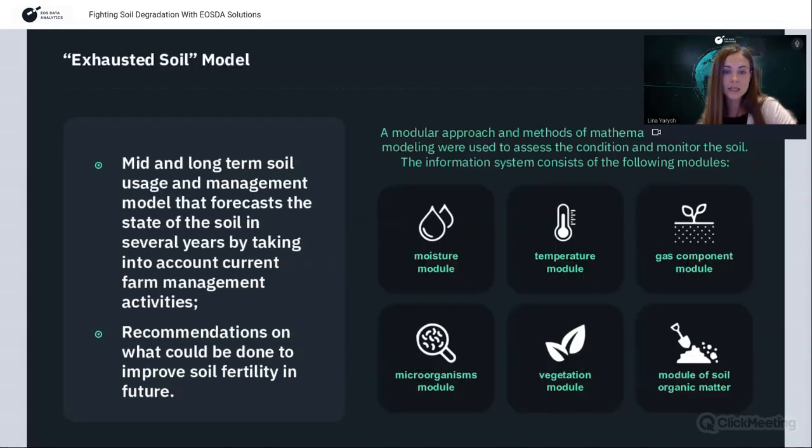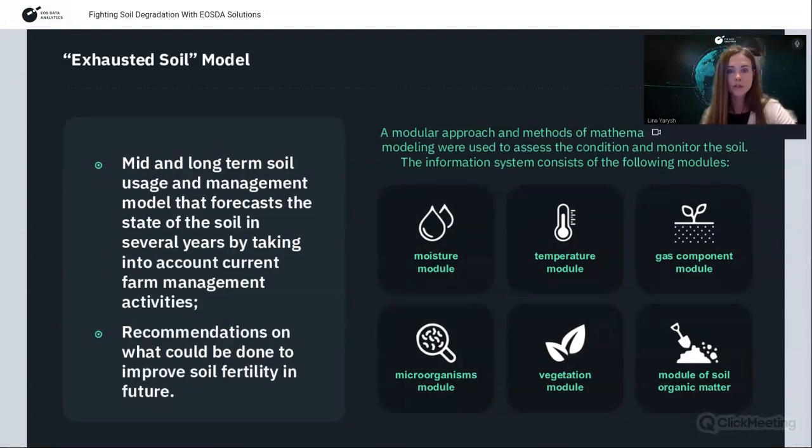And last but not least, this is our future development, which we have in plans for this and the next year, because this is not something that you do in just several months. We call it the exhausted soil model. Our scientists, together with Vasyl, who's going to present after me, are building a model that will forecast the state of the soil in several years by taking into account current farm management techniques. Based on that, we can tell you how productive or non-productive, or how exhausted, your soil is going to be in several years. And we'll provide recommendations of what could be done to improve soil fertility in the future.